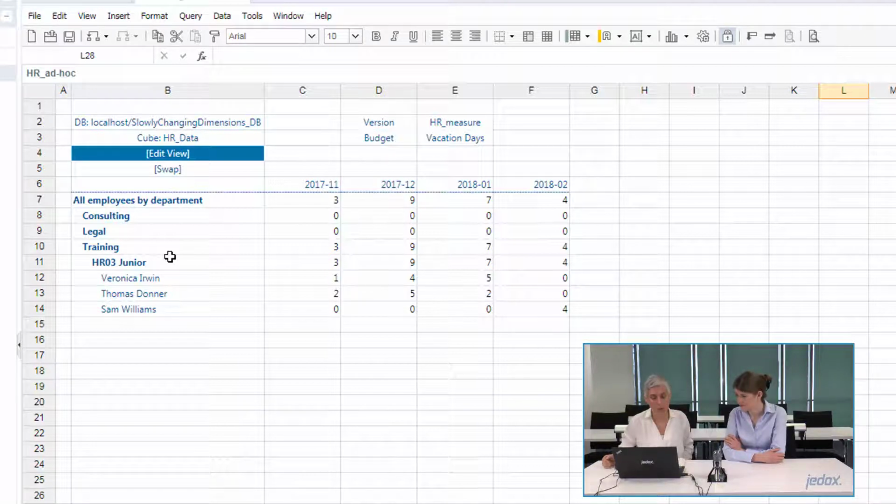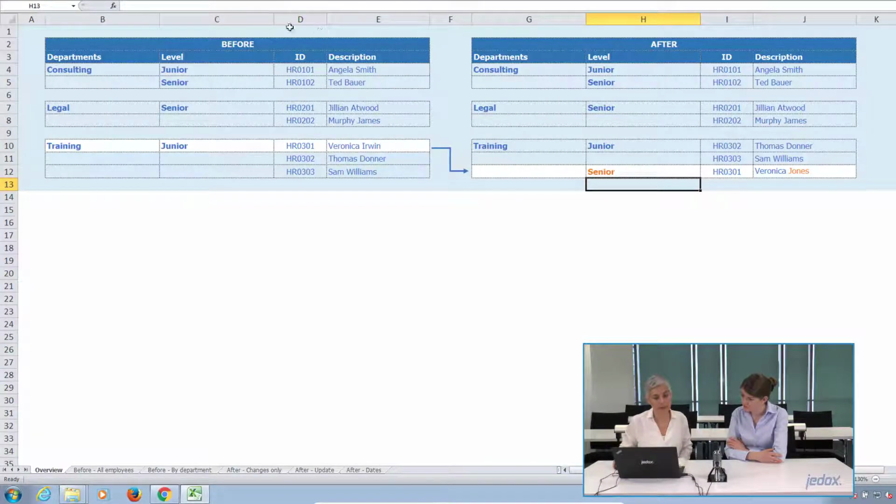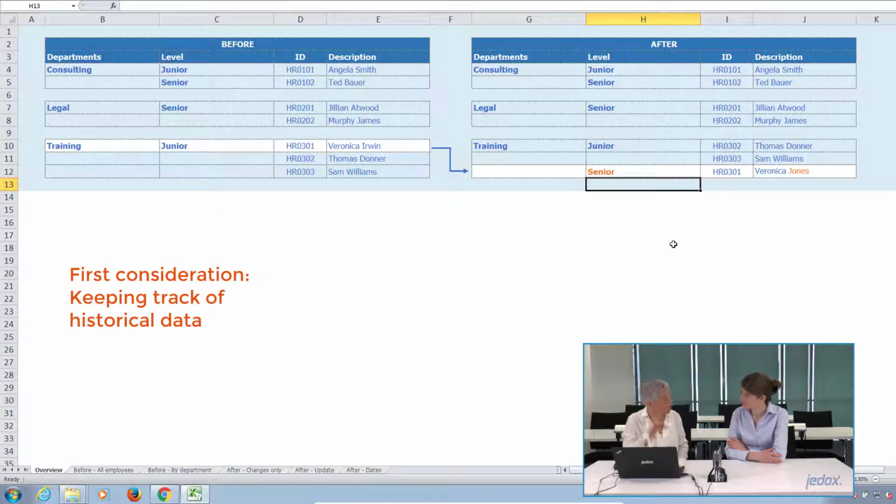Okay. So how do we actually deal with changes, if we think about slowly changing dimensions as a general topic? People have different ways of dealing with the issue. But the first thing that is very important to understand and consider is, what do you want to do with the changes? If we look back at your example, this before situation and after situation, do you want to keep track of history? That would be the first point you have to think about.